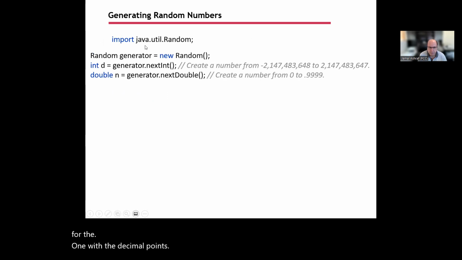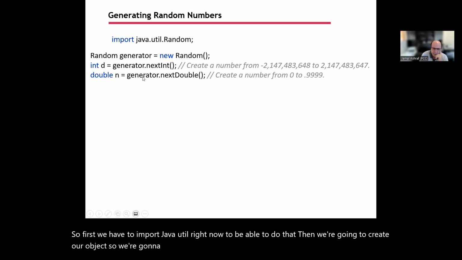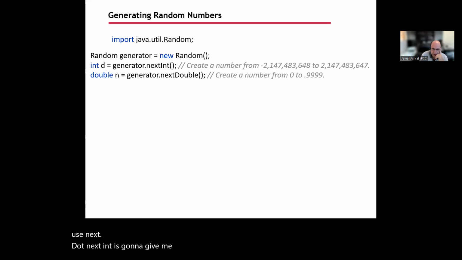So first we have to import java.util.Random to be able to do that. Then we're going to create our object. So we're going to create it and we're going to put it somewhere. Now, if I use .nextInt, it is going to give me a number for an integer.